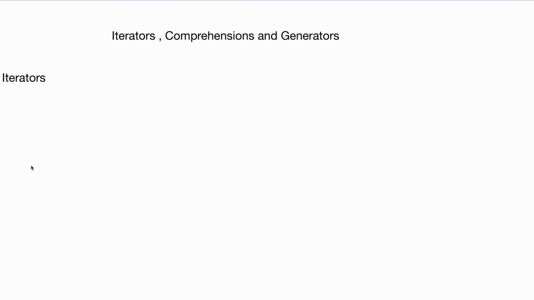Let's start first with iterators. Unless we understand iterators, we are not going to understand comprehensions and generators, because iterators are the building blocks on which comprehensions and generators are standing. So what are iterators? I have already discussed this in some detail in my previous videos, but let's go over it one more time to make it very clear.